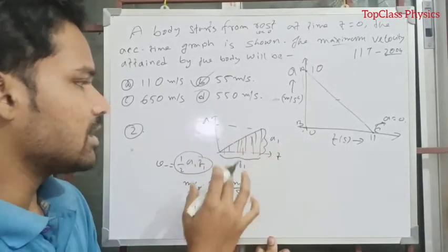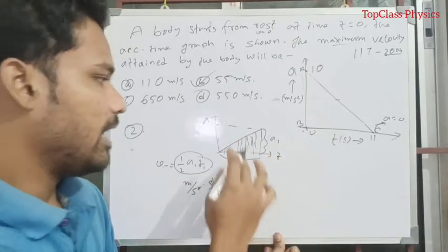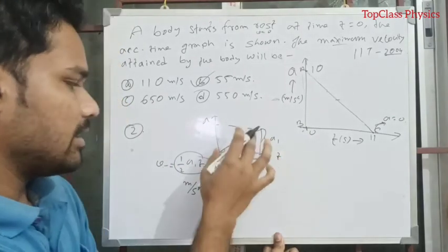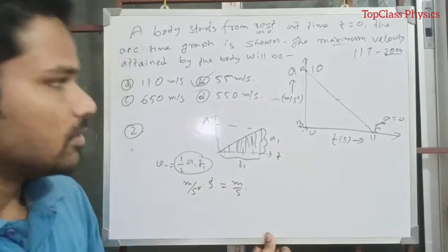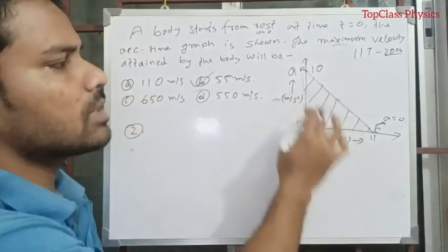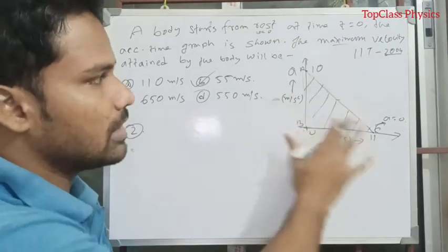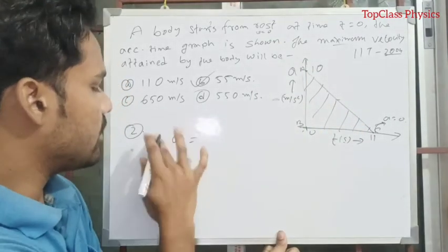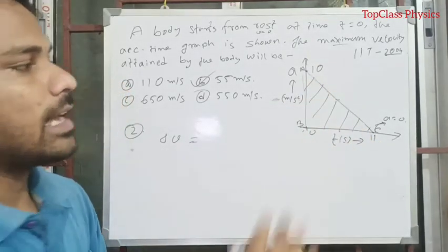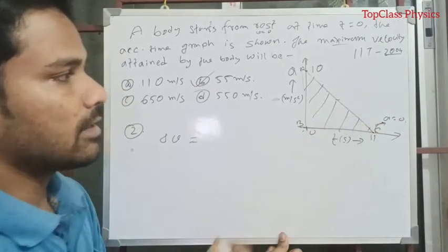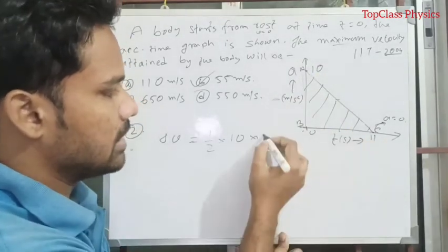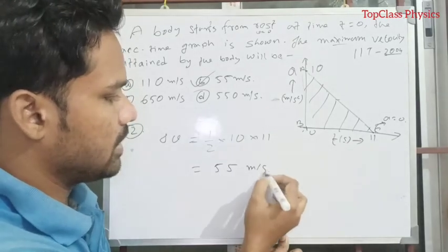So if I find the area under the curve in acceleration versus time, it always gives us the velocity. That means the change in velocity, dv or delta v, is the area under this curve. So this is a triangle, right? Just find the area under this curve. You can easily find that it is half into the height 10 and base 11, that is 55 meter per second. This is the change in velocity.